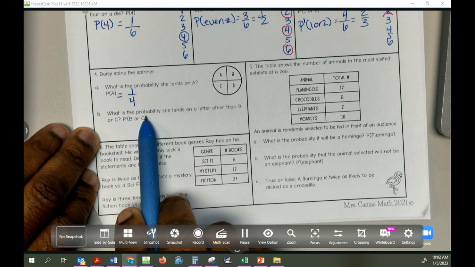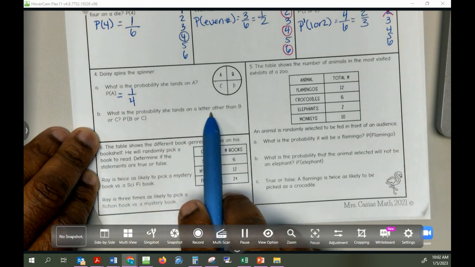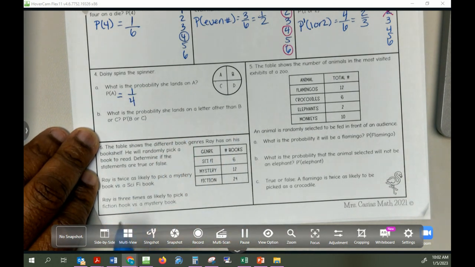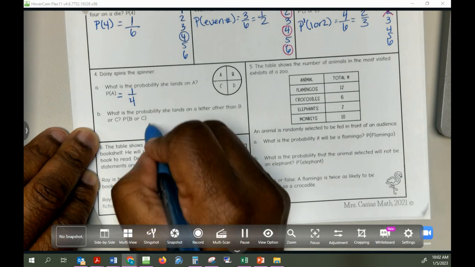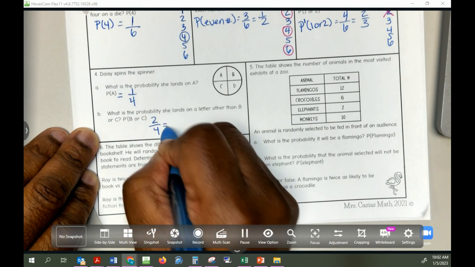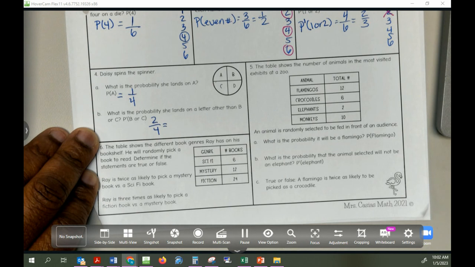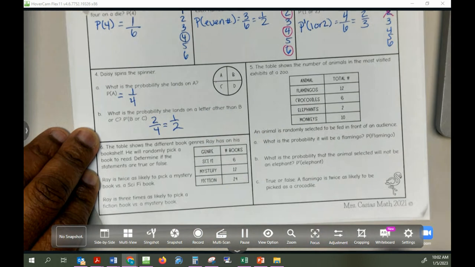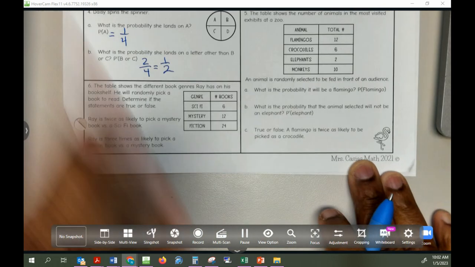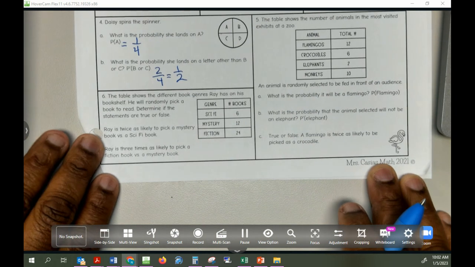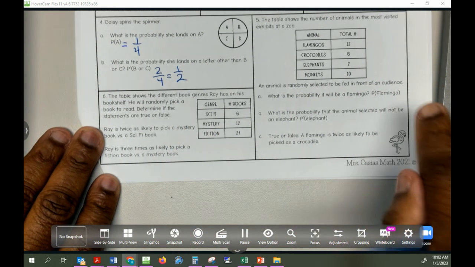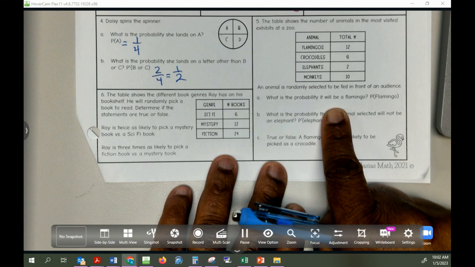Malaysia, what is the probability that she lands on a letter other than B or C? 2 out of 4. What does that simplify to? 1/2. Great job. All right. Let's see here. Okay, this is number 5.